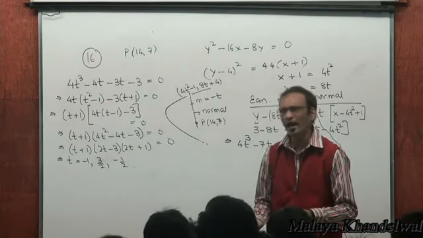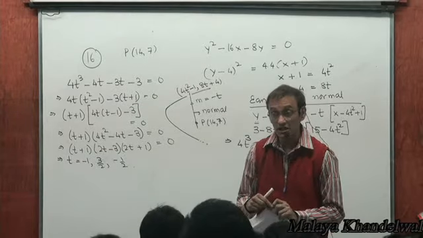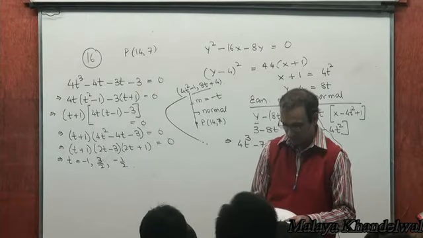Problem 7 is a reflection property I have dealt with in the class. A line parallel to the axis of the parabola must necessarily pass through the focus of the parabola.